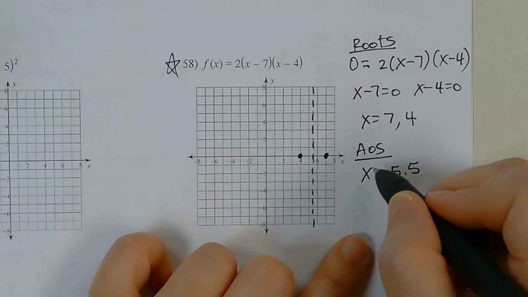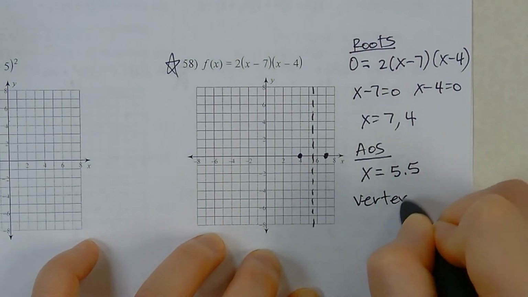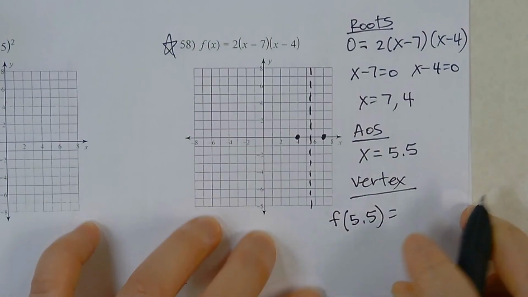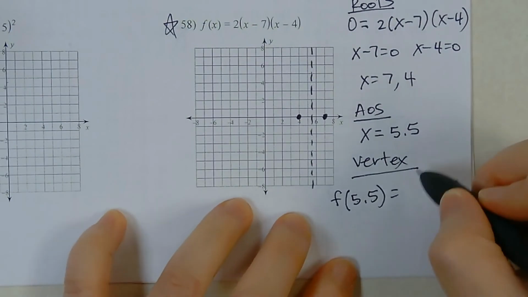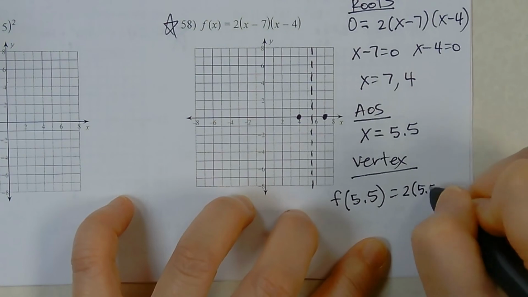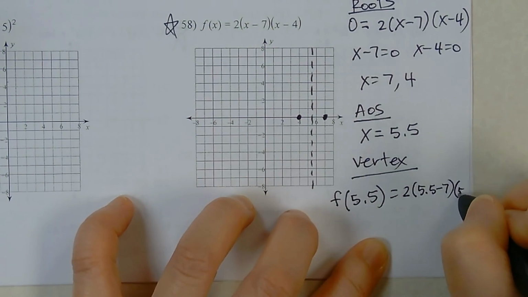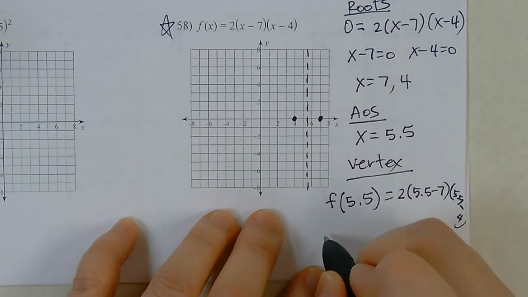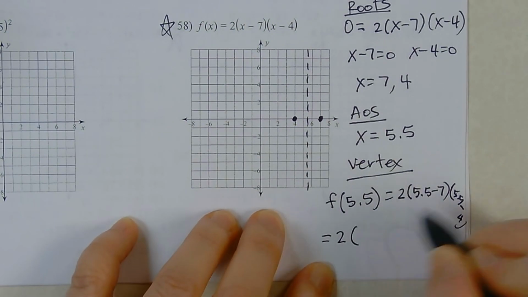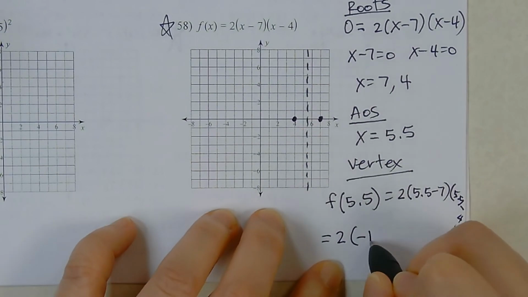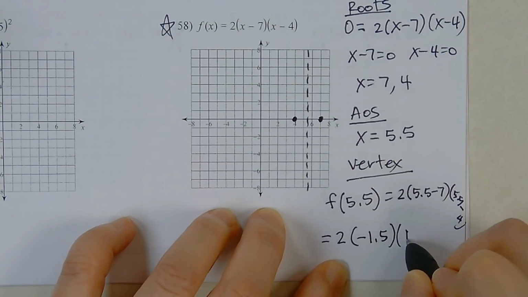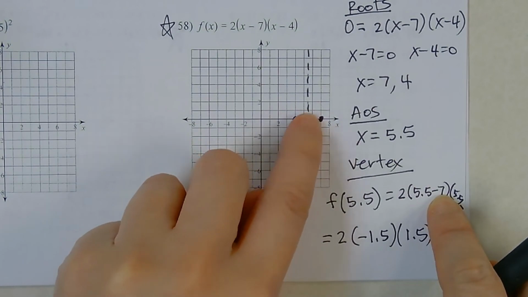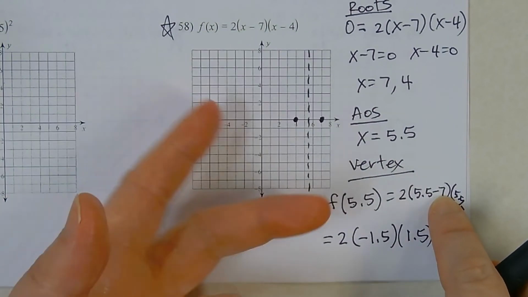And then once I find the AOS, I'm going to just do what we did before to find the vertex. So I'm going to just plug in the AOS. So f of 5.5, because we know that the vertex is somewhere on this line. So it's going to be 2 times 5.5 minus 7 times 5.5 minus 4. So I'm running out of room. I should have just started more left, huh? Oh well. So equals, I'll do that here, 2 times 5.5 minus 7 is going to be negative 1.5. And then 5.5 minus 4 is positive 1.5, which makes sense, right? Because if you're finding the AOS and the difference of them, it's just going to be minus 1.5 and plus 1.5, right? See how that makes sense?